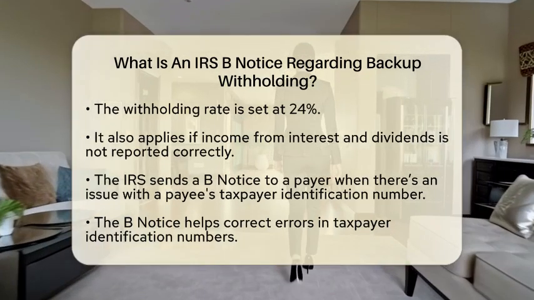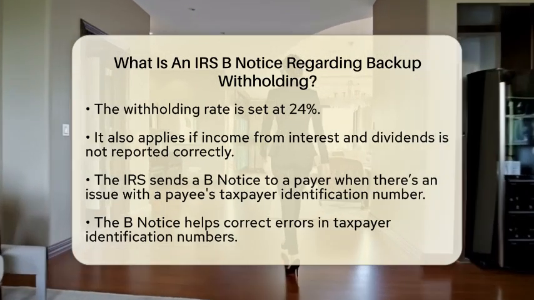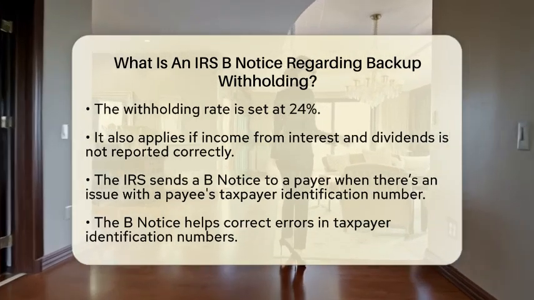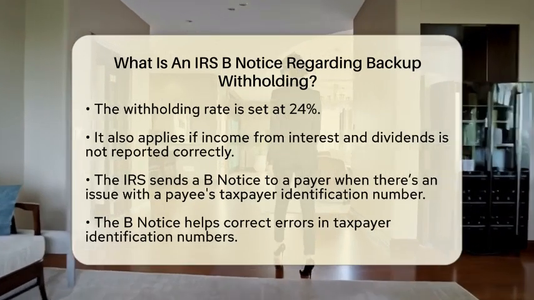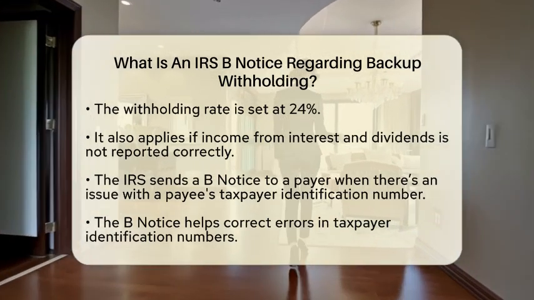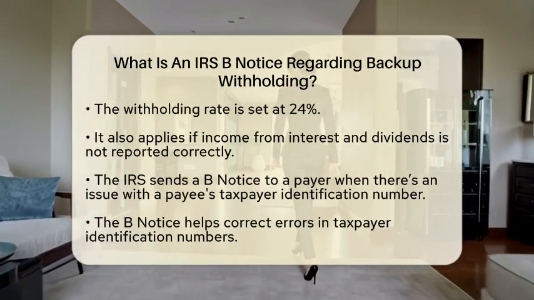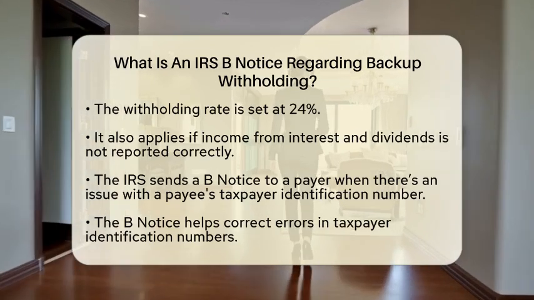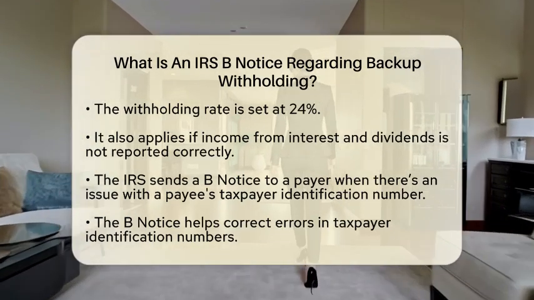Now, let's focus on the IRS B notice. This notice is sent to a payer when there is an issue with the taxpayer identification number provided by a payee. The B notice is part of the backup withholding process and helps to correct errors in taxpayer identification numbers.